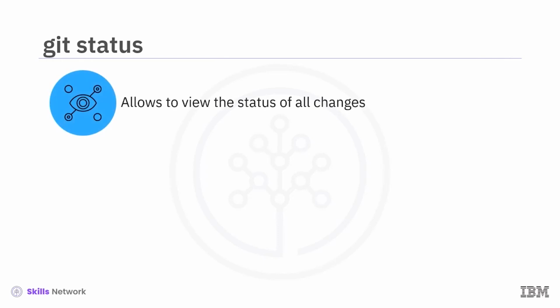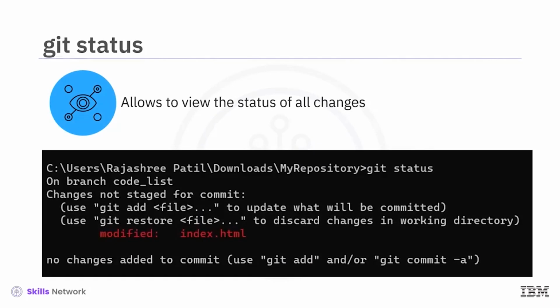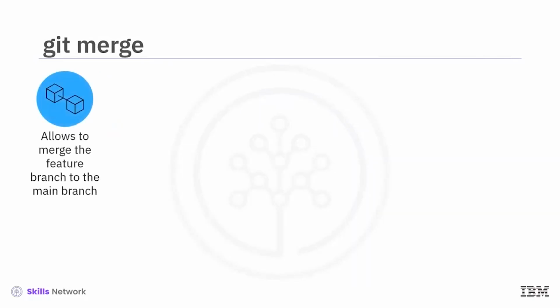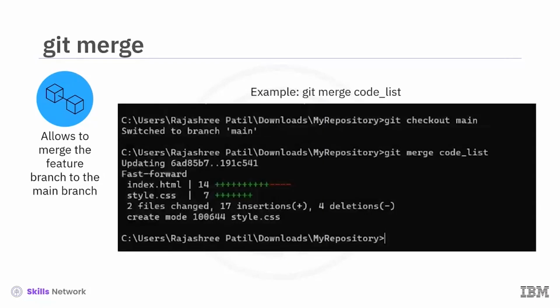To see the status of all the changes you made in your Git working directory, let's run the git status command. This command provides information about the state of your files in relation to the repository. Finally, git merge lets you put everything back together again and merge the feature branch with the main branch. In this example, we will use git checkout command to navigate to the main branch first. Then, use the git merge followed by the branch name, which in this case is the code_list.